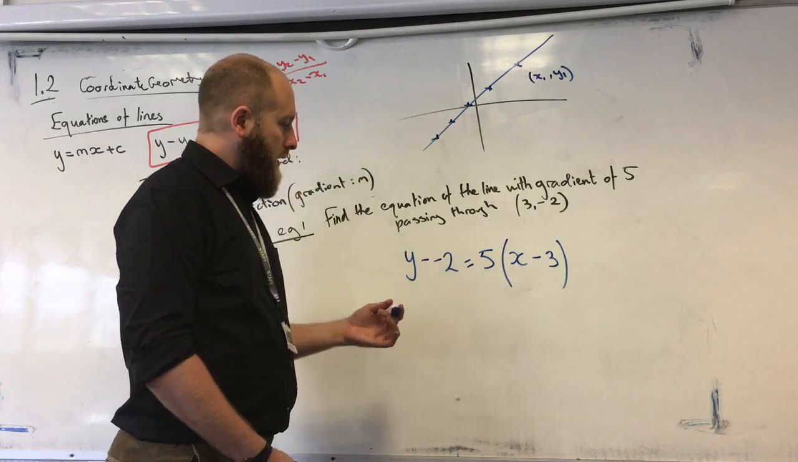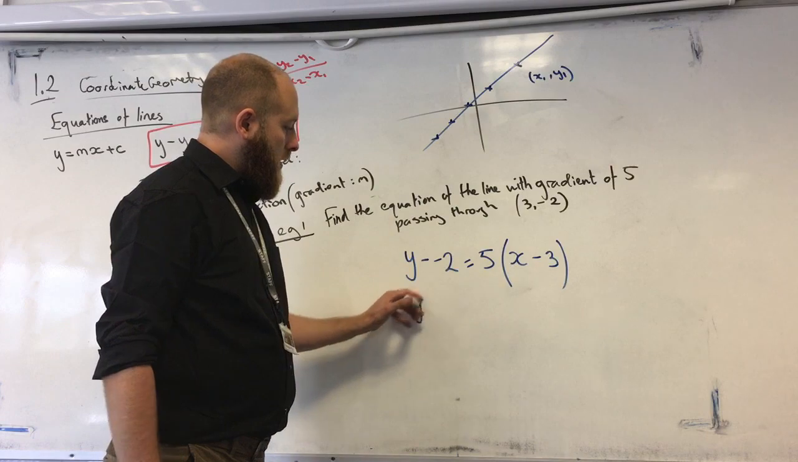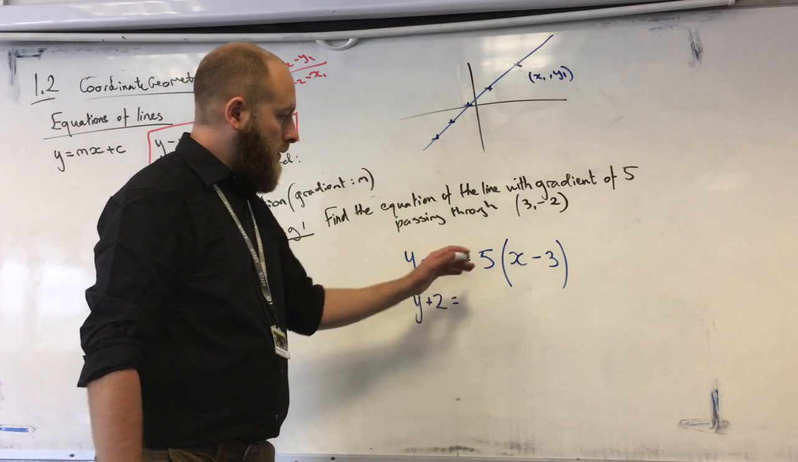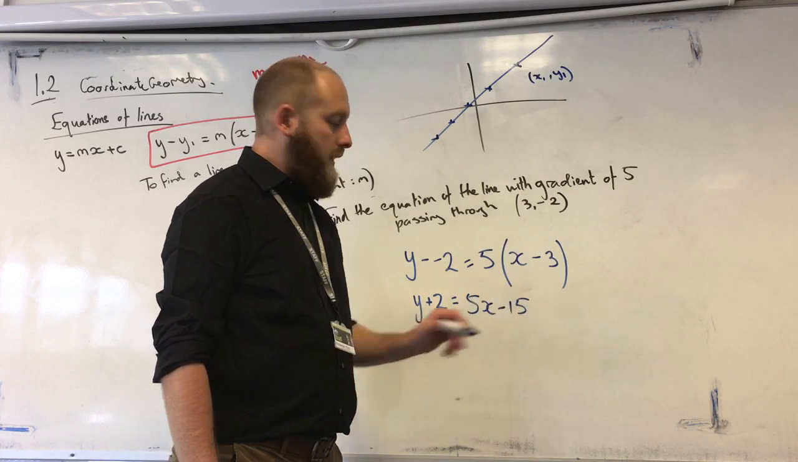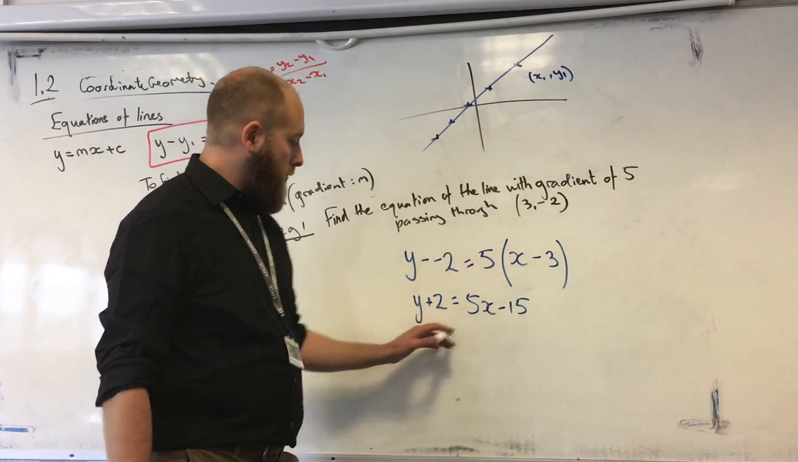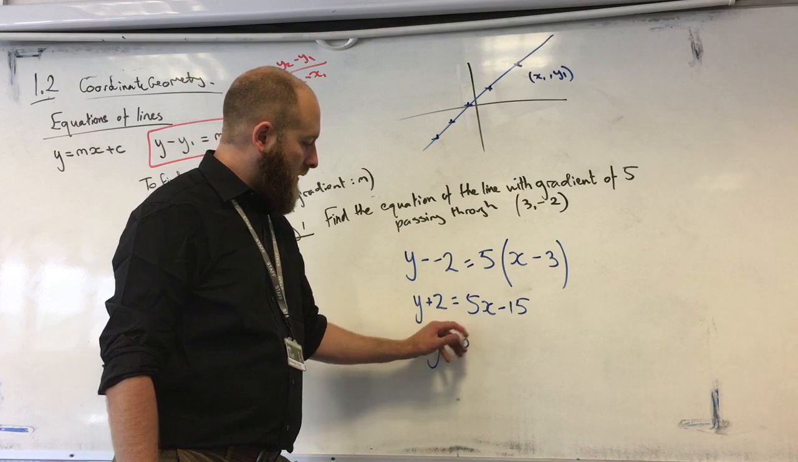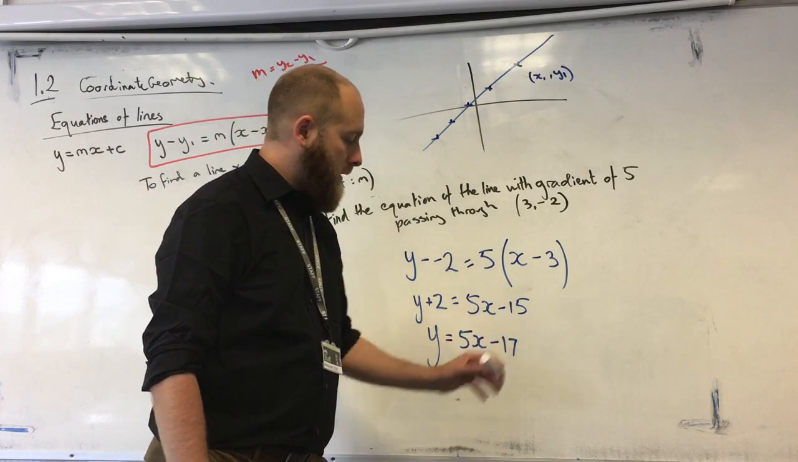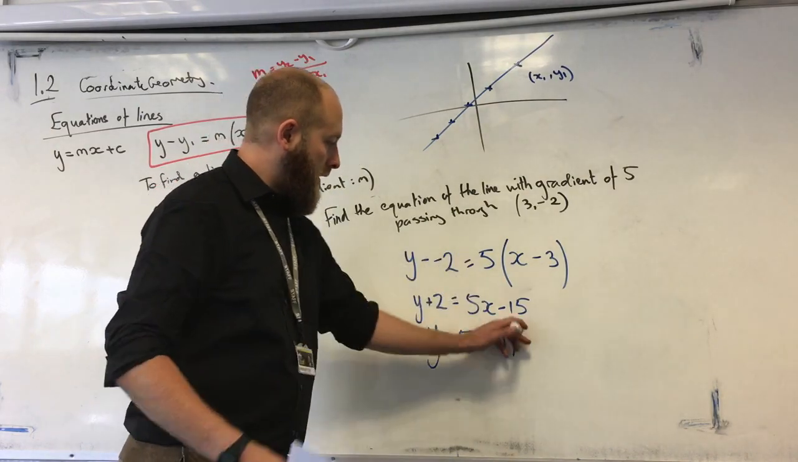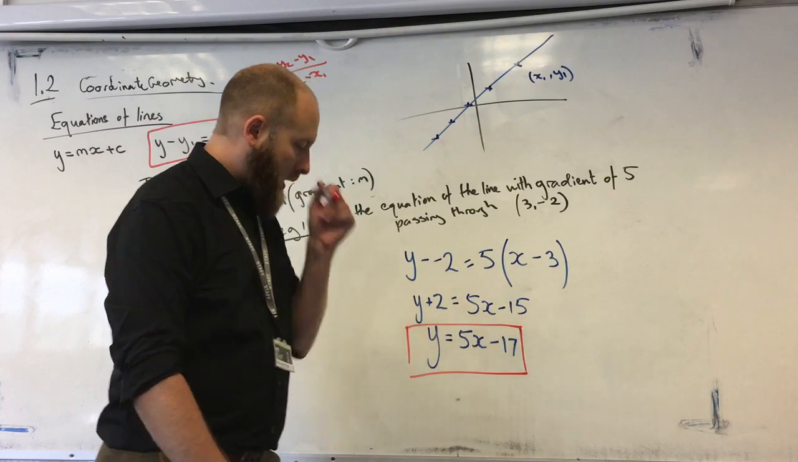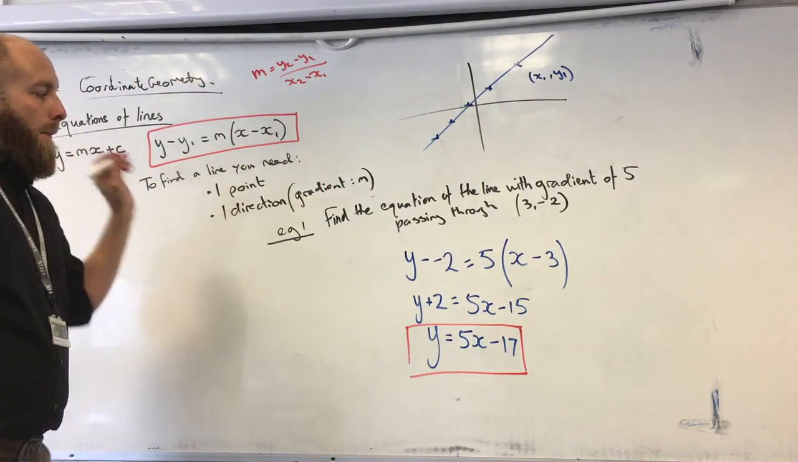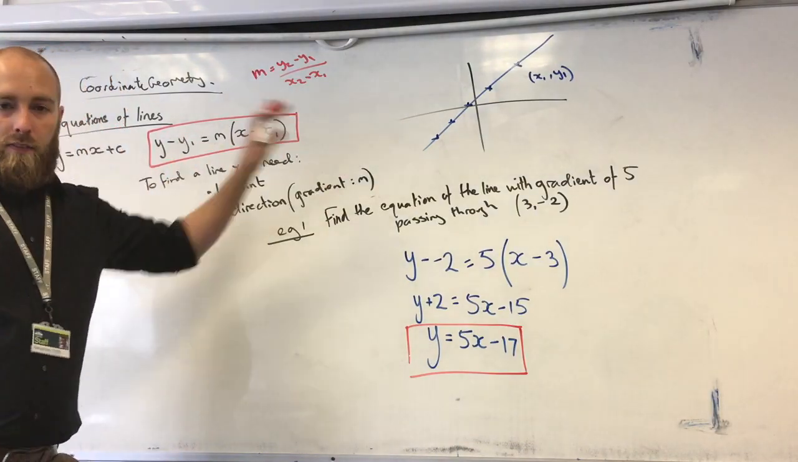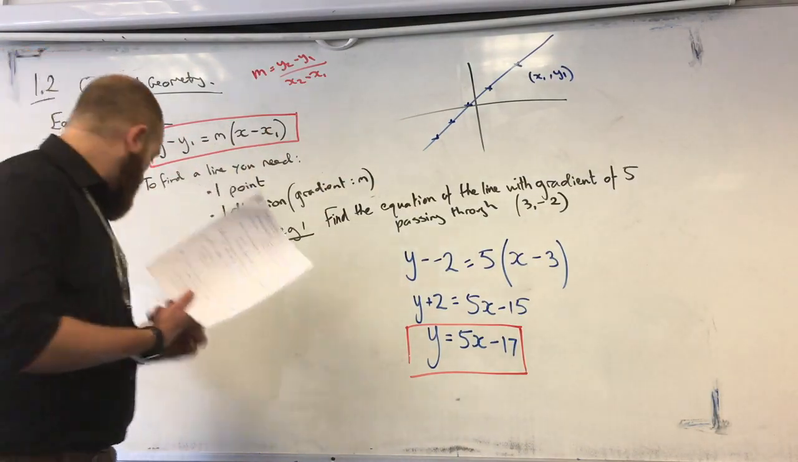Now we're just going to simplify it. So we get y plus 2 equals, and expand the bracket, 5x minus 15. Then we're going to subtract 2 from both sides to get y equals 5x minus 17, which is the equation of the line. So you end up with a similar result to what you did when you did y equals mx plus c, but now we're just using this equation and putting our values into it. So let's try another one of those.